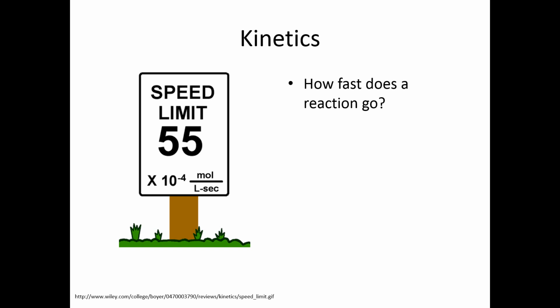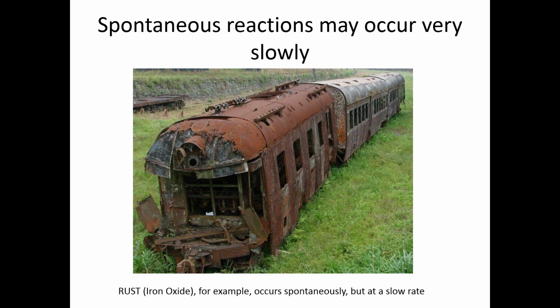So kinetics overall in this unit, we're looking at the study of reaction rates, which is talking about how fast a reaction goes. So reactions might be spontaneous, which means they just occur on their own without any kind of outside help, but they might occur very slowly. For example, rusting is an example of a spontaneous reaction that occurs very slowly.